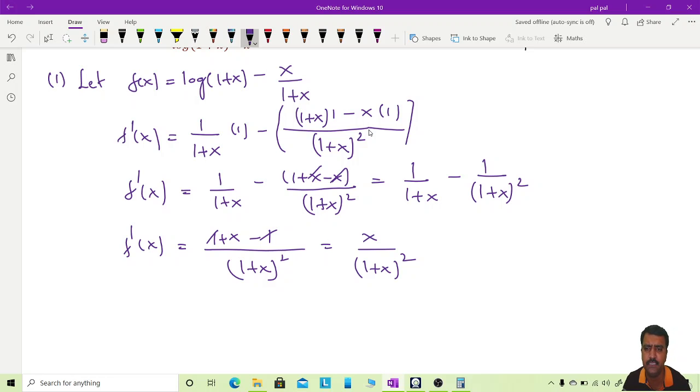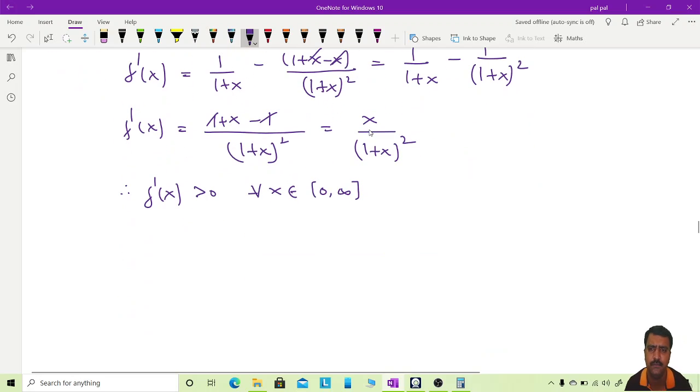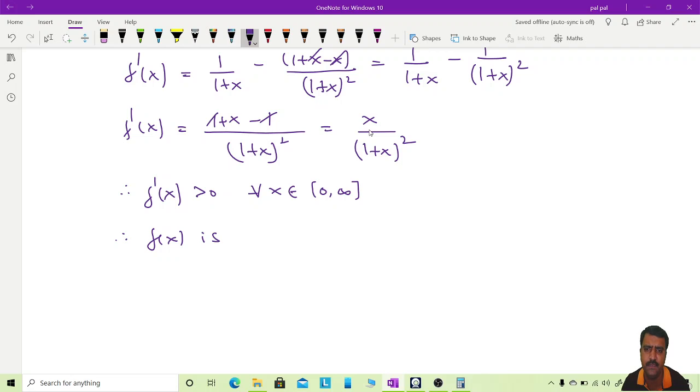So therefore f dash of x is greater than 0 for all x belonging to the interval 0 to infinity. Generally, take positive values. So for any positive value of x, for all x belonging to 0 to infinity, f dash of x is greater than 0. Therefore f of x is a strictly increasing function.